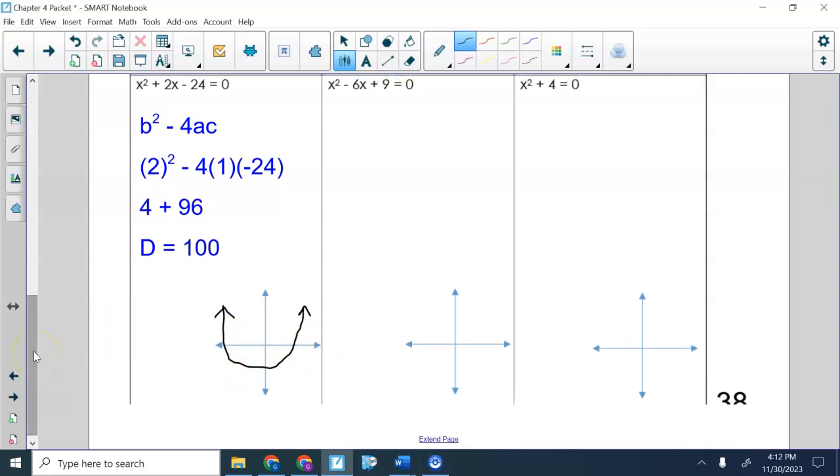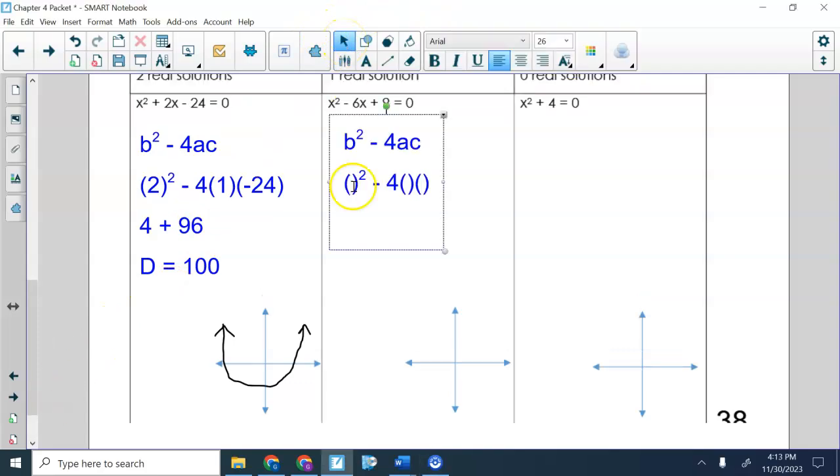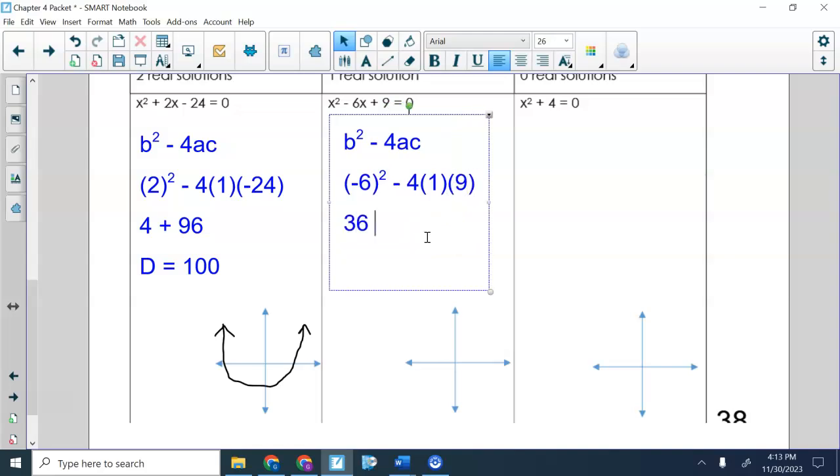This is the same one as our warm-up problem. Notice that we did that b squared minus 4ac. Then we would get -6 squared minus 4 times 1 times 9. Same thing we had for the warm-up. So it'd be 36 minus 36, which is 0. So if the discriminant equals 0, there's going to be that one real solution.